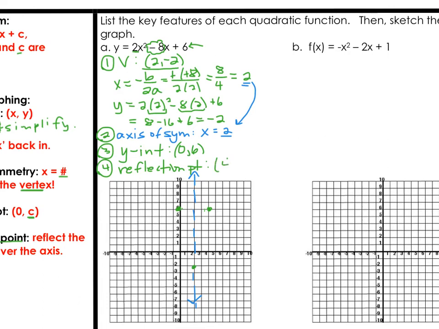So I'm going to identify that reflection point. Notice the vertex is down below at 2, negative 2. So if I sketch a curve through these 3 points, I'm going to create the parabola. It goes down and then comes back up on the other side. Arrows at the top. And there's your quadratic function in standard form.